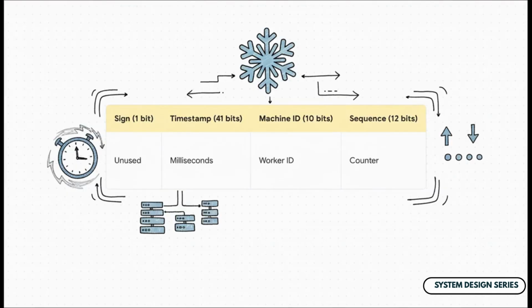So when you put it all together, you get this beautiful 64-bit structure. The first bit is just left unused. Then you have the big timestamp chunk for ordering, the machine ID for decentralization, and the little sequence number for handling high-speed bursts. These three parts work together perfectly to create a globally unique, time-sortable ID without a single central point of failure. It's honestly just a brilliant piece of engineering.